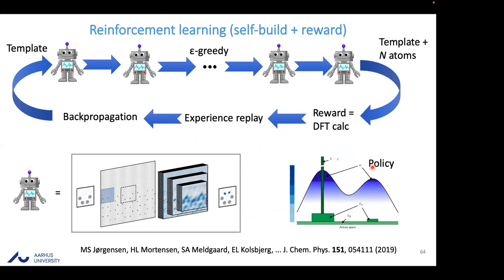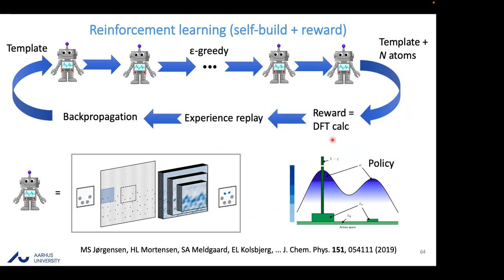And it works this way: the machinery is condensed into this robot, and then the robot puts an atom on the template. It puts another atom, and it keeps putting atoms until it has built the entire structure according to the current prescription that it gives by itself. And now it has a structure, and it can do the DFT calculation. Now we forget about machine learning potentials. We just do the expensive one. It does the DFT calculation, and it converts that into a reward.